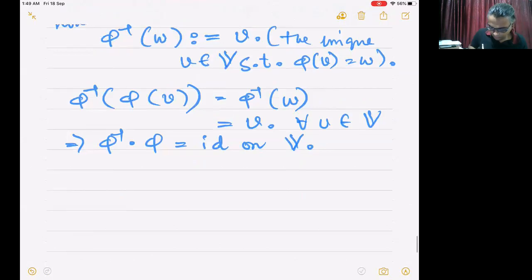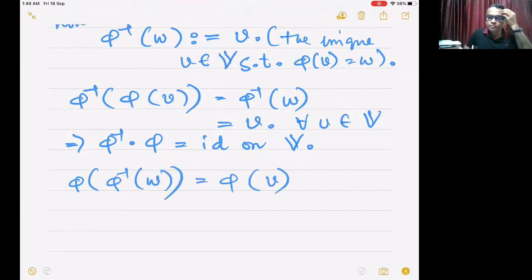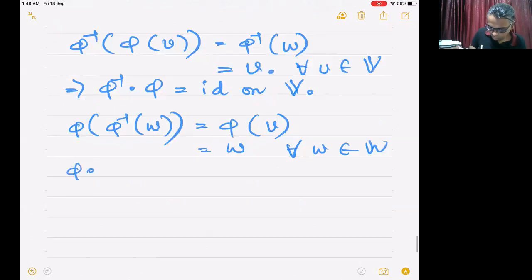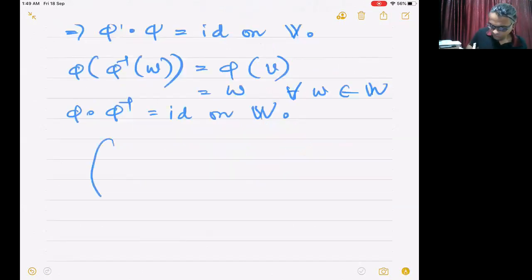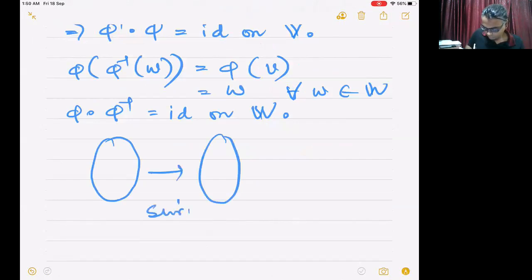On the other hand, similarly, if I have phi inverse of w for an arbitrary w, this phi inverse of w is defined to be v. There's only one v, and this phi v must be equal to w, right? And this is true for all w in W, which then implies phi composed with phi inverse is identity on W. This mapping will be called its inverse. Okay, good, no? That is, pictorially it means whenever there is a bijection, I'm sorry.